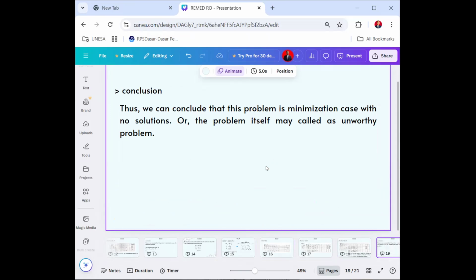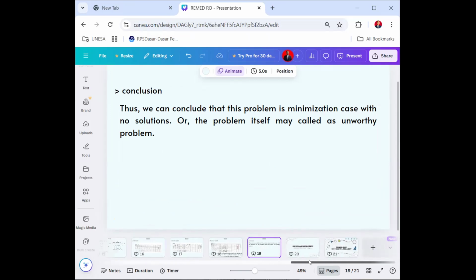So the conclusion is, thus we can conclude that this problem is a minimization case with no solution. The problem itself may be called an infeasible problem, or masalah tak layak.